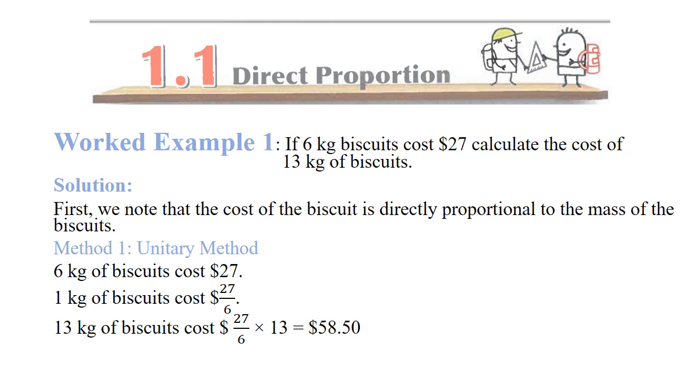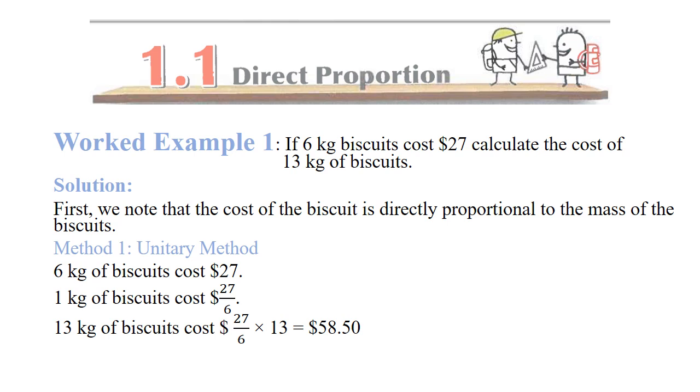So in order to solve this problem, we consider two methods. The first method is known as the unitary method. In this case, we set the given data, which is 6 kg of biscuits costing $27.